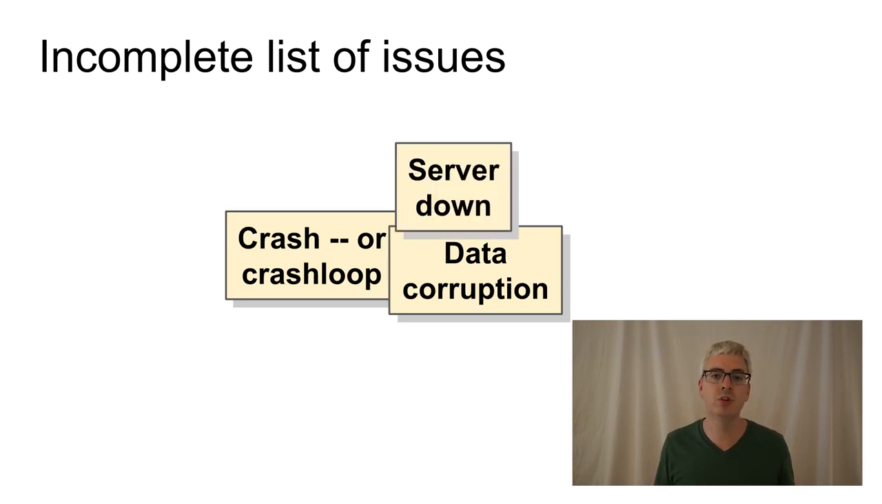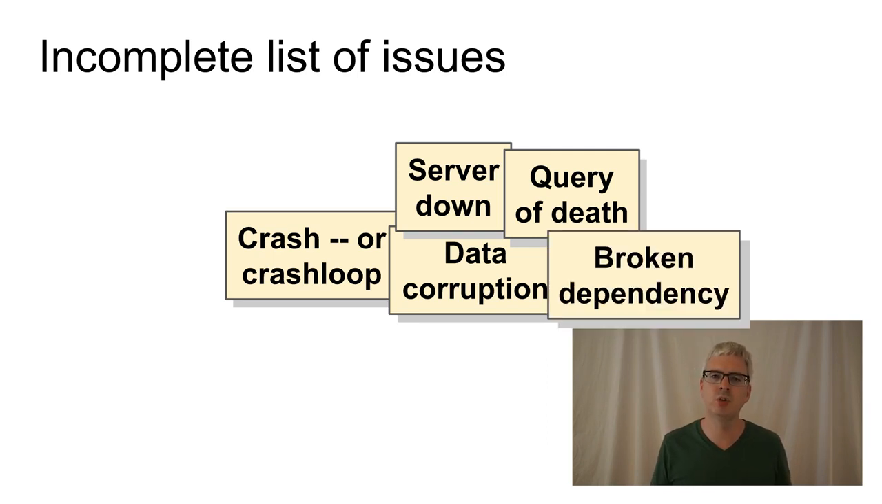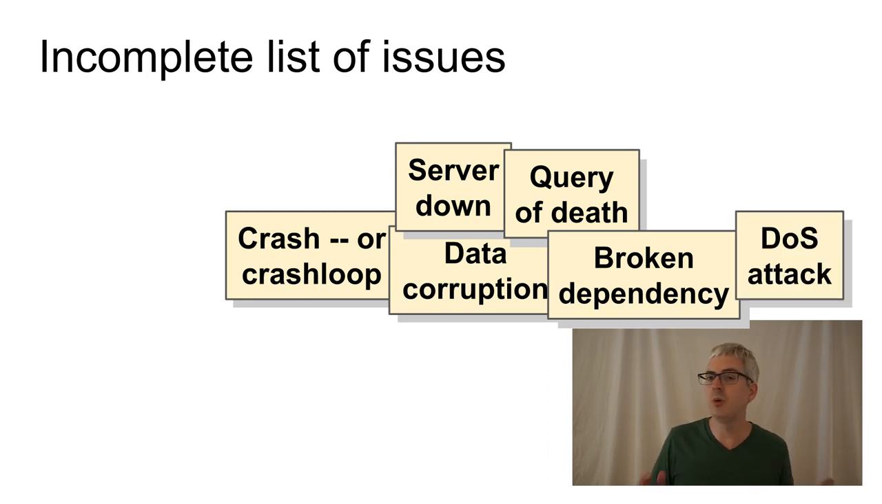You go to talk to a server or service that you depend on, and it's just not there. It's gone. One of your users has discovered a query of death. They're repeatedly sending you a query which causes your system to go down. You sent a query to a server or service that you depend on, and the answer it gave you back is wrong.